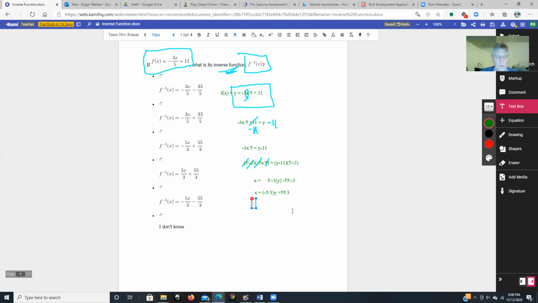So what we're going to say now is that this is the inverse function of x. We're going to replace this y with x. So we're going to have minus 5 divided by 3 x, and then plus 55 over 3.